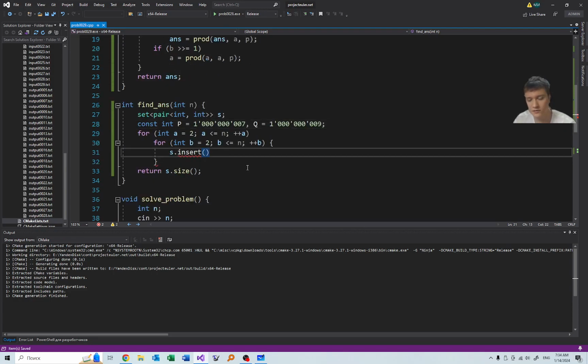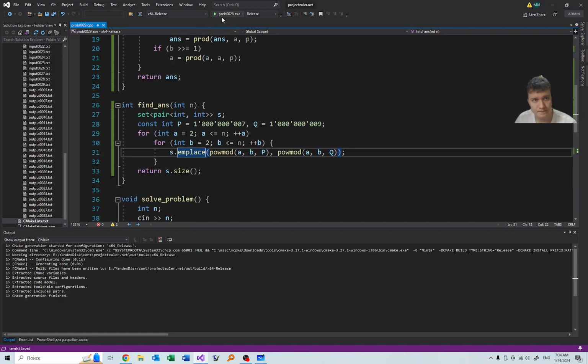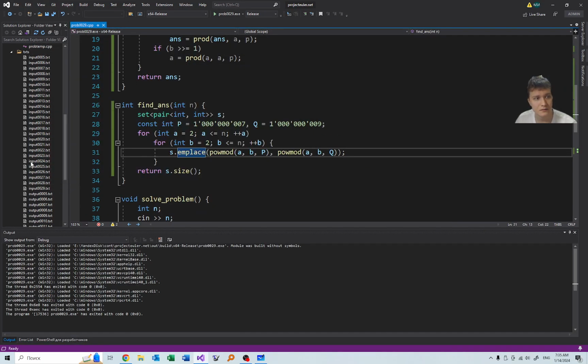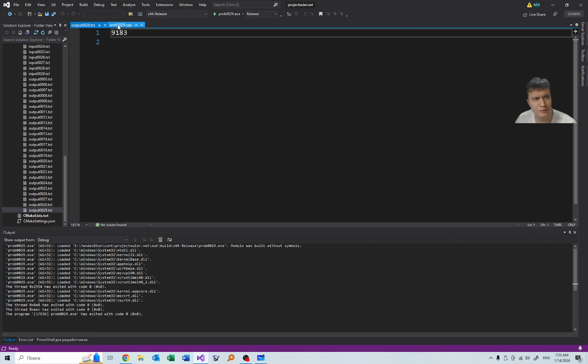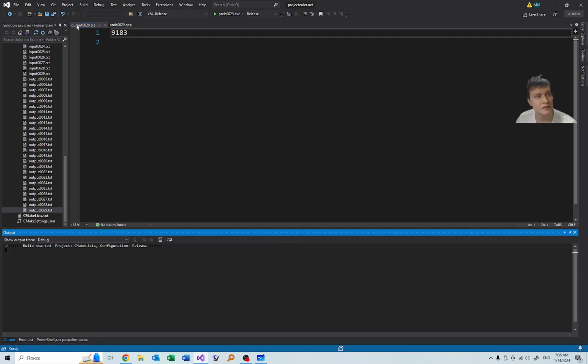Two primes, and here we insert power mod of a b p and power mod of a b q. And to not have any problems with inserting two numbers, what? It is incorrect, we should use in place. Fine, let's target this target. 9183. So what if we use two equal primes? Will it get any incorrect answers?